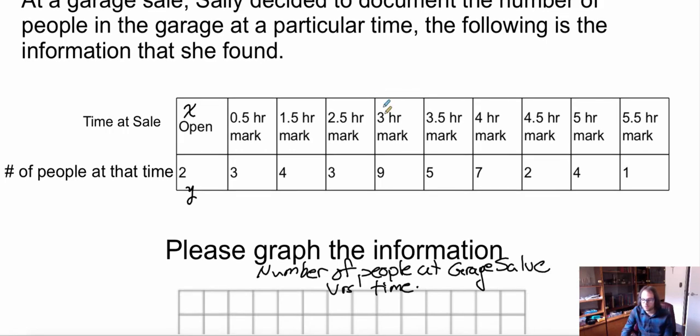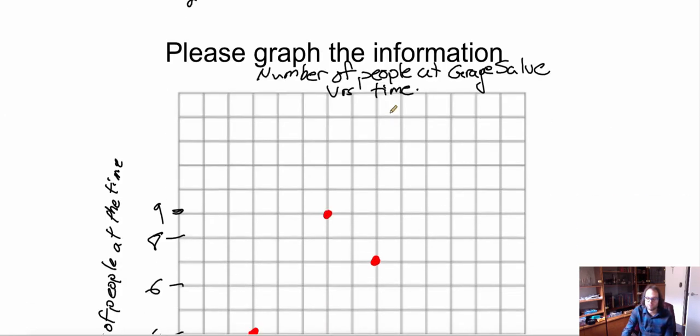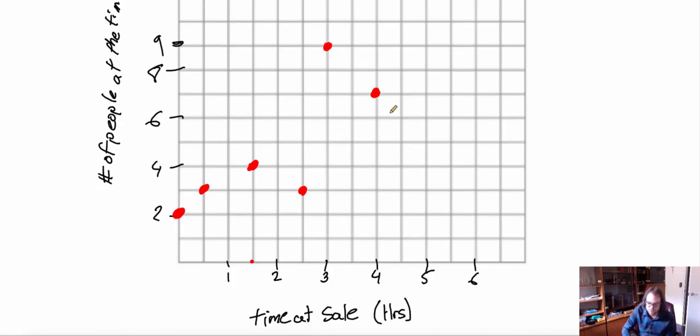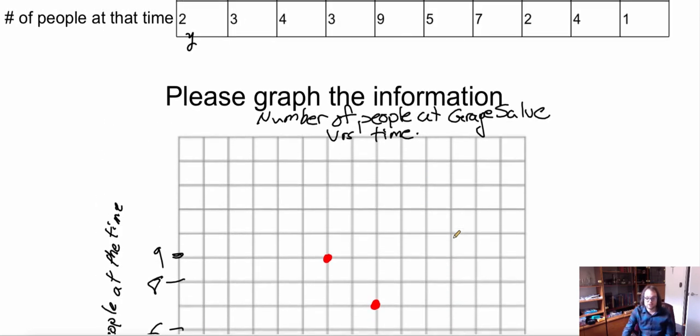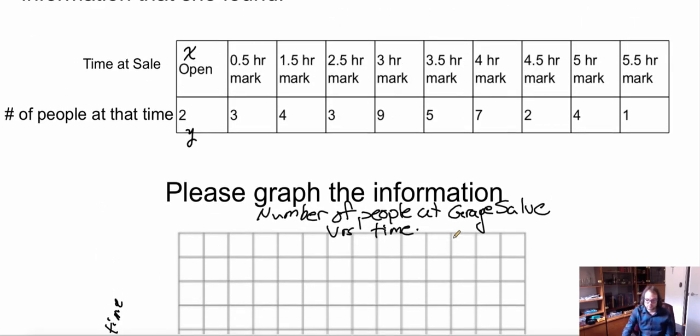At the 4.5 hour mark, we have 2, and then at the 5-hour mark, we have 4, and then at the 5.5 hour mark, we have 1. So that's what my graph is going to look like.